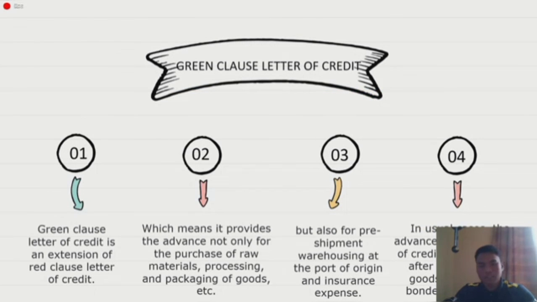Next, the green clause letter of credit is an extension of the red clause letter of credit, which means it provides the advance not only for the purchase of raw materials, processing and packaging of goods, but also for pre-shipment, warehousing at the port of origin and insurance expense. In the usual case, the advance under this letter of credit is granted only after the purchased goods are stored in a bonded warehouse. This type of letter of credit is usually used in transactions related to commodity markets such as wheat, rice, gold, and many more. Thank you.